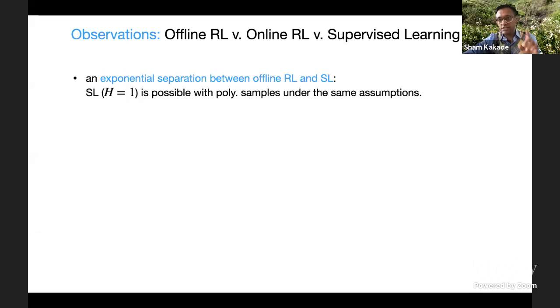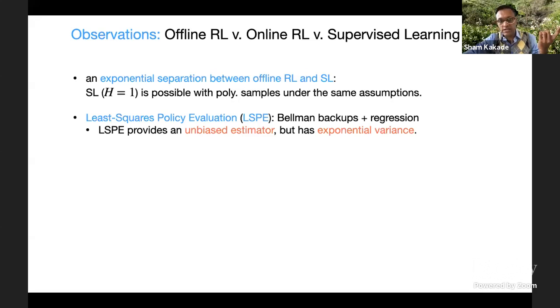Yep. So let me just proceed because I want to share some experiments too. Okay, so a couple of quick comments. There's clearly a separation between RL and supervised learning in this offline setting because regression is fine here at h equals 1. A pretty puzzling thing here is this. I'm going to call this algorithm of doing backups plus regression, least squares policy evaluation, LSPE. So this is doing regression, plugging things in. So this is surprising because you get an unbiased estimator here.